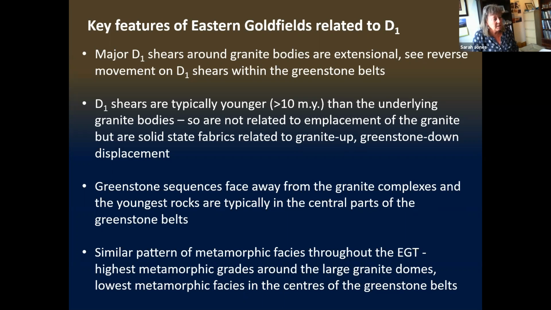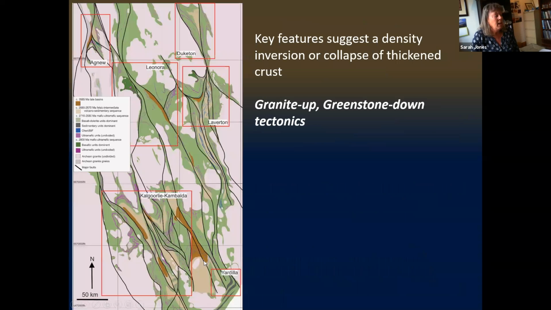The greenstone sequences typically face away from the granitic complexes, and the youngest rocks are typically in the central parts of the greenstone belts. And we see a similar pattern of metamorphic facies throughout the Eastern Goldfields, where the highest metamorphic grades wrap around the granite domes, and the lowest metamorphic facies sit in the centre of the greenstone belts. And I think that these key features suggest the best model for formation of the Eastern Goldfields is gravity inversion, density inversion, or collapse of thickened crust. And that gives you the granite-up, greenstone-down tectonics.